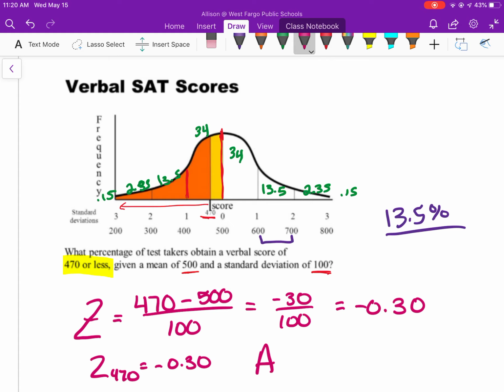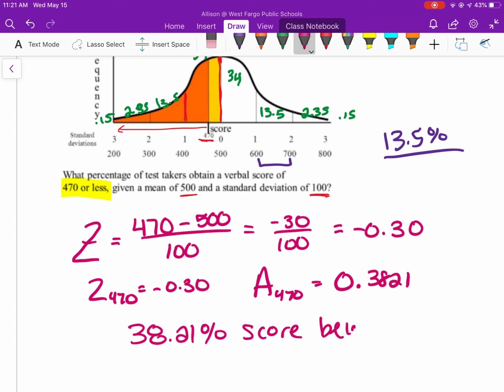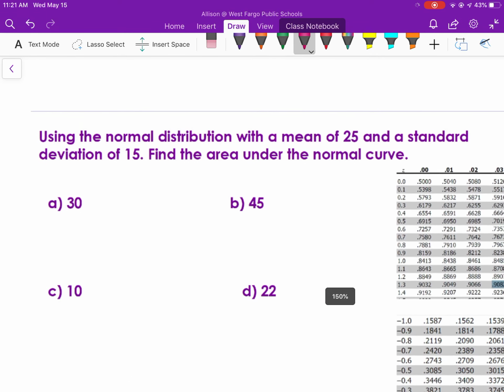And the area to the left of 470, so I'm using A for area to the left of 470, will be that decimal that I got, 38.21, which tells me that 38.21% of test takers score below 470 or 470 or less, because the z-score table always gives me the percent to the left of that number. So that's how you use that z-score. So let's practice a few more here.